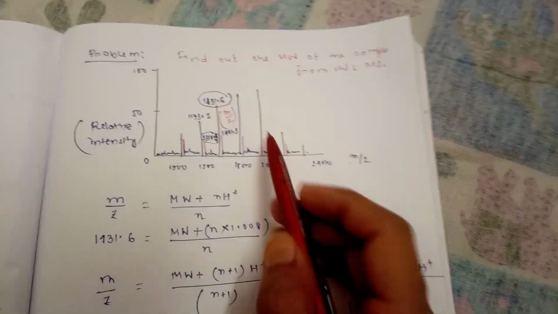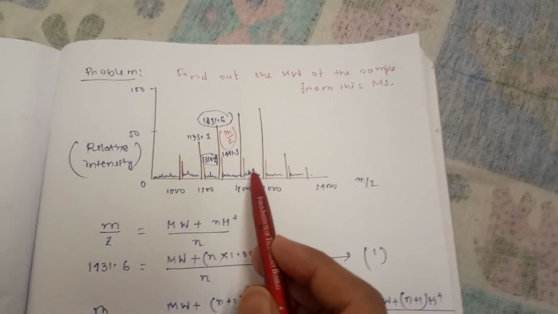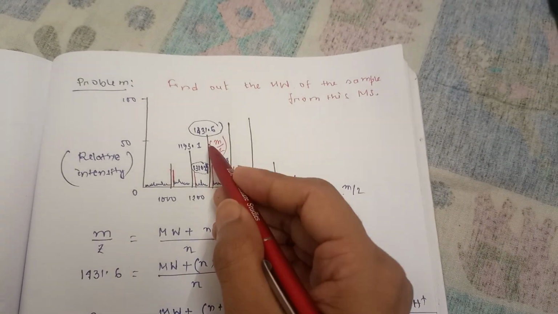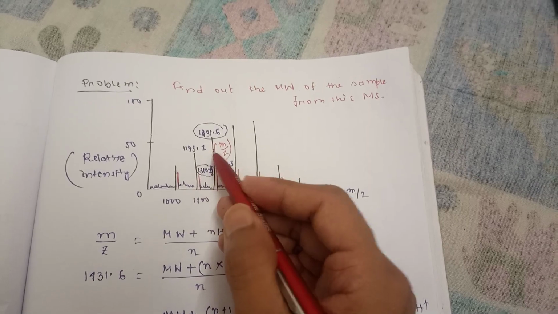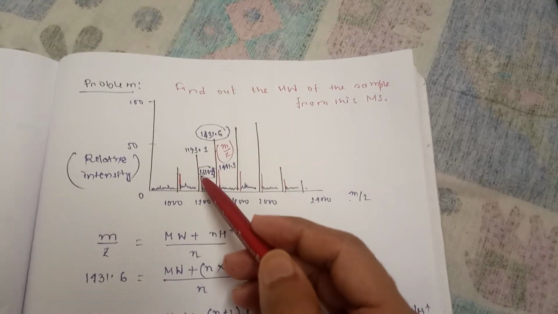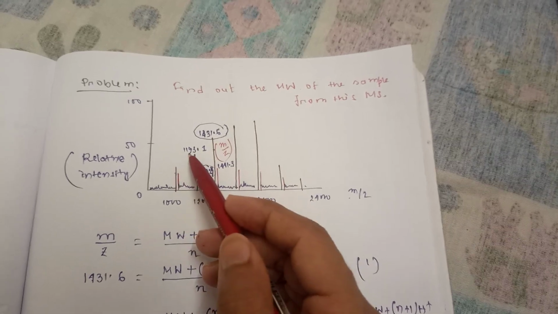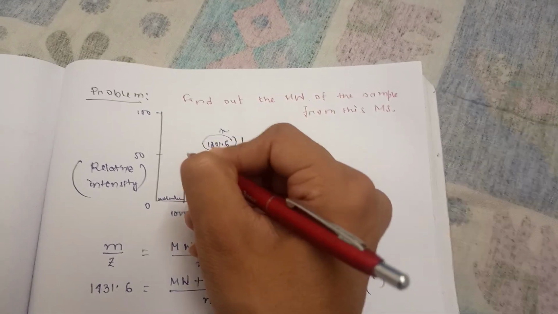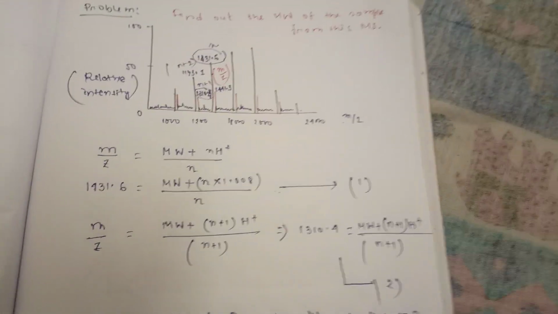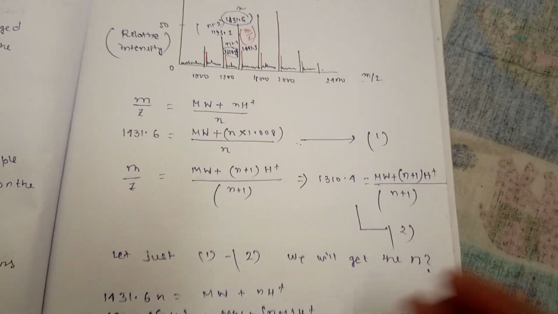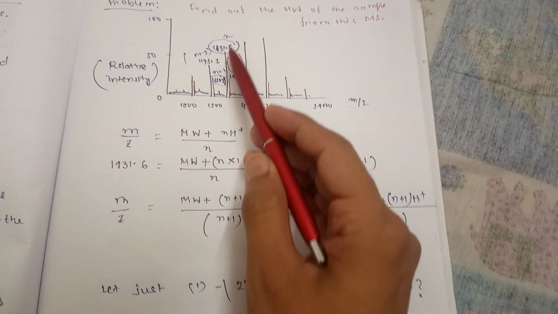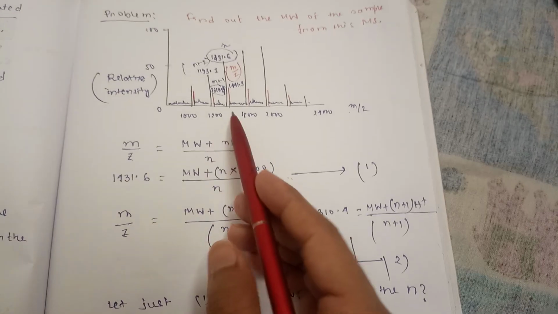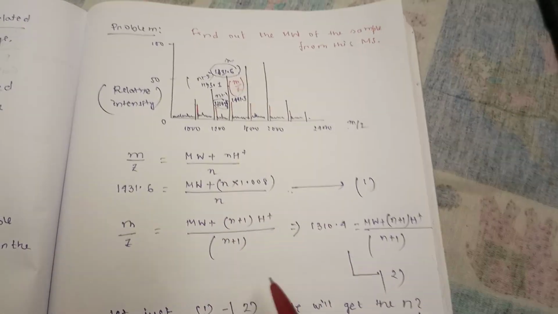So let's just recap it. You will be given a graph like this, the mass spectrum, and you will be asked to find out the molecular weight of the sample. So we have to take any two peaks. You can take the nearest peaks, because one will be n, then the next will be n plus 1. If you take this 1193.1, it will be n plus 2, and you can make the equations like that. Here I took the value 1431.6 and denoted it as n, and 1310.4 for that will be n plus 1.